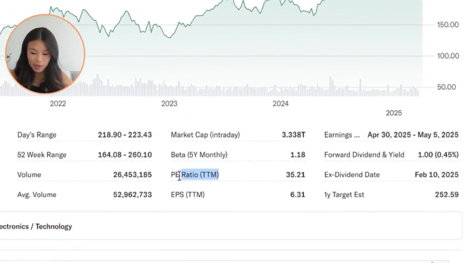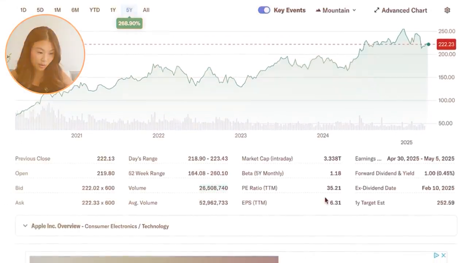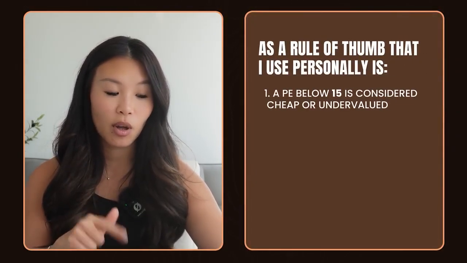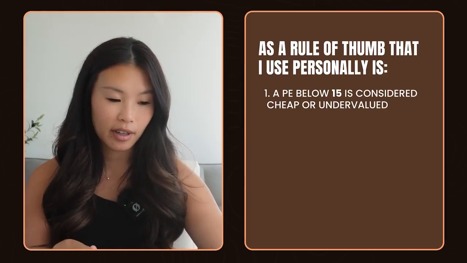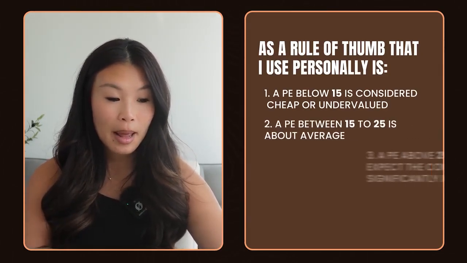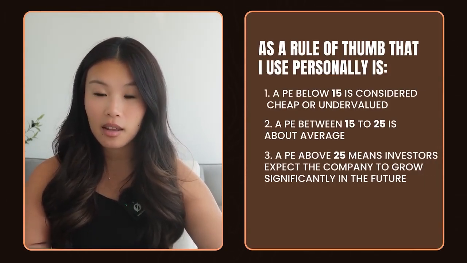Next, look at the PE ratio, which stands for price to earnings ratio. This number tells you how much investors are willing to pay for every dollar the company earns. A lower PE typically means the stock could be undervalued or cheap, while a higher PE means investors have high expectations for future growth. As a rule of thumb that I personally use, a PE below 15 is considered cheap or undervalued. A PE between 15 to 25 is above average. A PE above 25 means investors expect the company to grow significantly in the future.